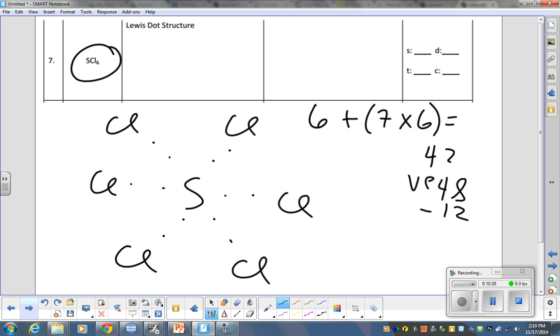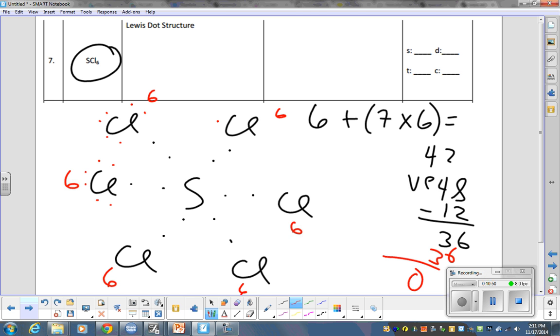Then I go to do needed. This is an expanded octet, so the middle one doesn't need any. Outside's always going to be 6, unless it's hydrogen. 6 plus 6 plus 6 plus 6 plus 6 plus 6 is 36, equals 0. All single bonds, so I add the dots. I add all the dots there, I'm good to go. And then to do the Lewis structure, I just change these to lines. It's the same thing as 2 dots. And there you go. It has 6 single bonds, no doubles, no triples, no coordinates.